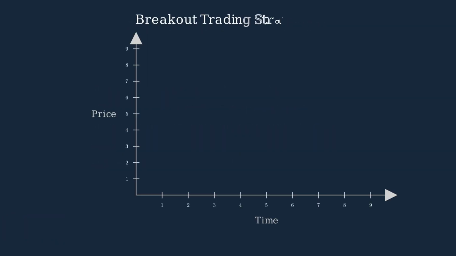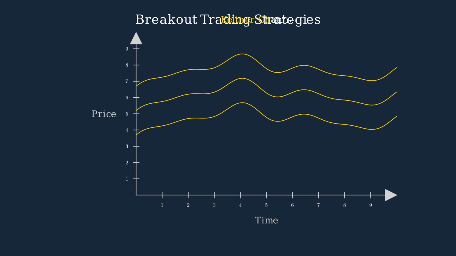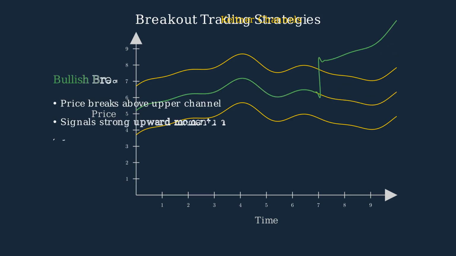Breakout trading is a popular strategy used with Keltner channels. Keltner channels consist of an upper, middle, and lower band that create a channel around price. Traders watch for when price moves outside these channels, as this can signal a potential trading opportunity. A bullish breakout occurs when price breaks above the upper channel. This signals strong upward momentum and can be a potential buying opportunity.